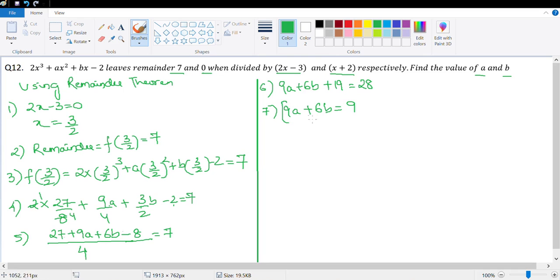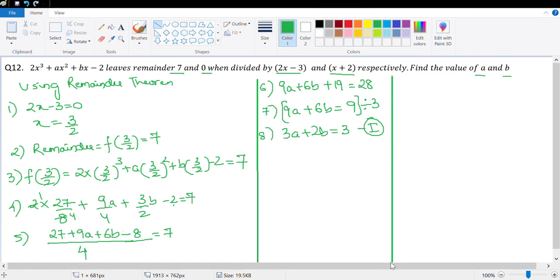Let's divide both sides by 3 because I noticed 3 is a common factor. So we get 3a plus 2b is equal to 3. That's our first equation. Now let's find the value of the remainder for the polynomial when it's divided by x plus 2. That'll give us a second equation.